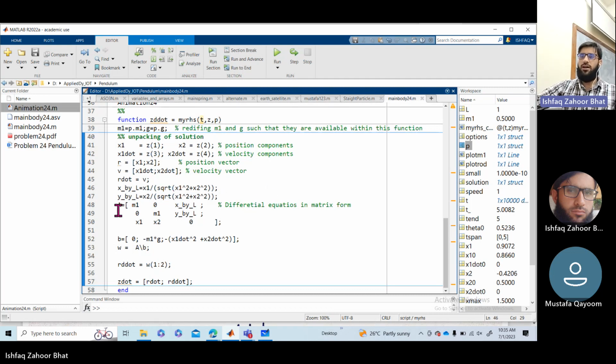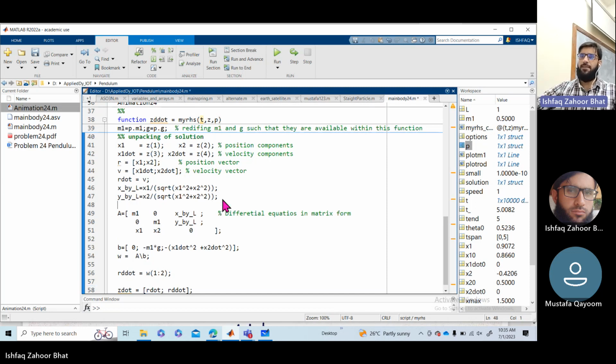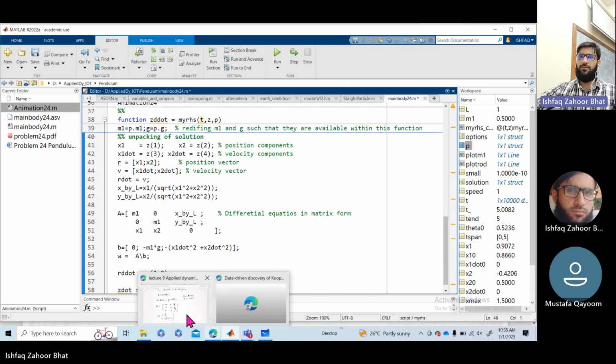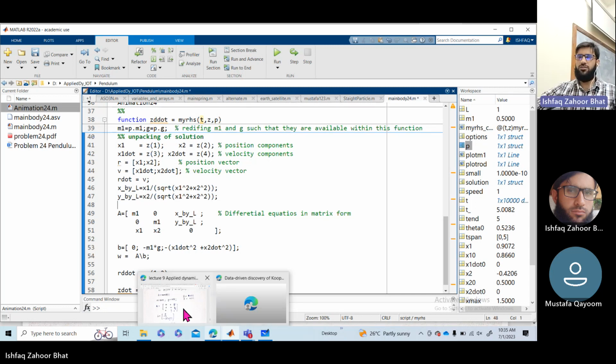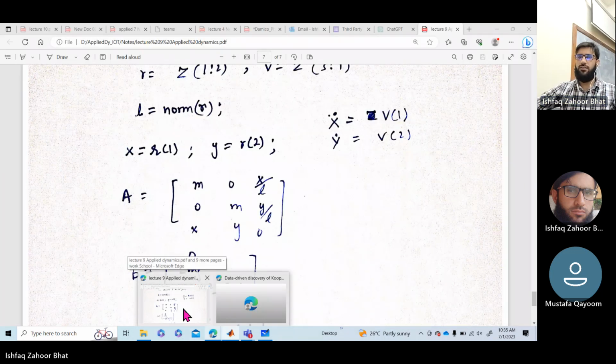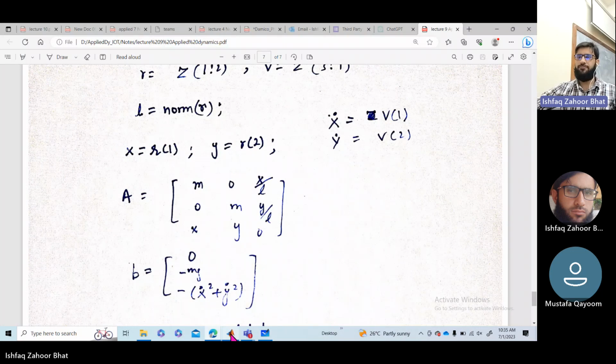Okay, so now after this, I define this A matrices, which was here. I define it as M1, 0, x by L, 0, M1, y by L. Similarly, I define this B as 0, minus M1 G. This is the column vector, and this x1 dot square plus y1. Okay, these two vectors I am defining. Is it okay?